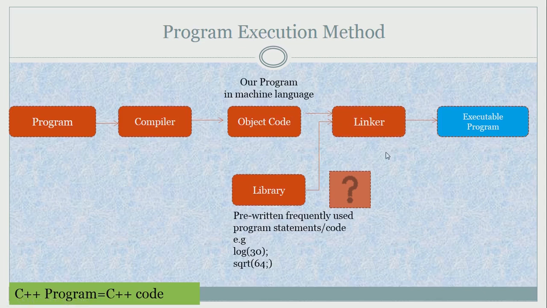And if a library is not used, then only this object code is provided to the linker, and no library linking is required here. Once linked, the program is ready to be executed. So the program runs and it gives us the output on the screen based on the instructions given in the program.